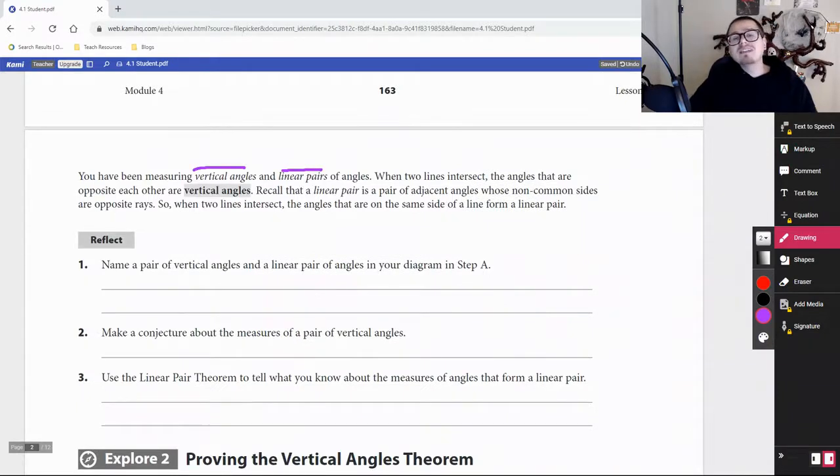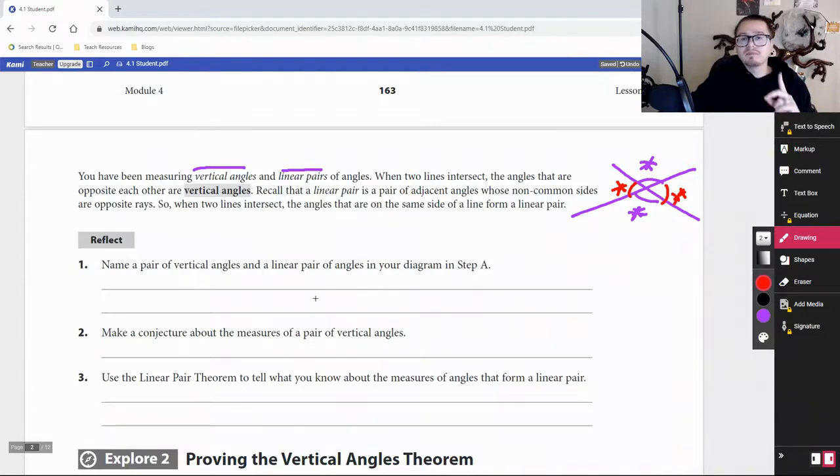Vertical angles and linear pairs of angles. When two lines intersect, the angles that are opposite are vertical angles. So when we had this example here, this angle and this angle are vertical angles because they are opposite. This angle and this angle are vertical angles because they're opposite. So make sure you know what a vertical angle is.